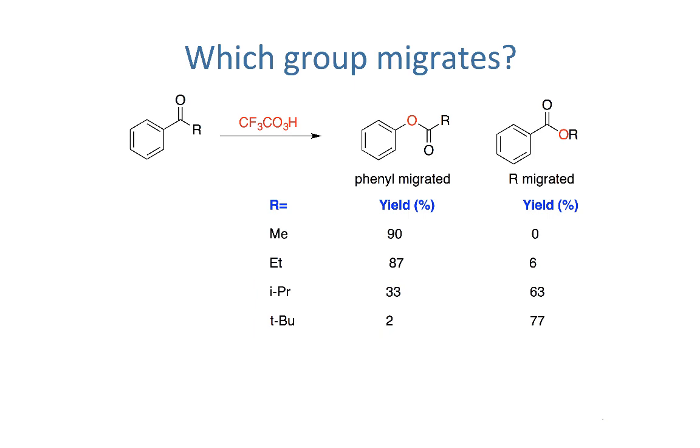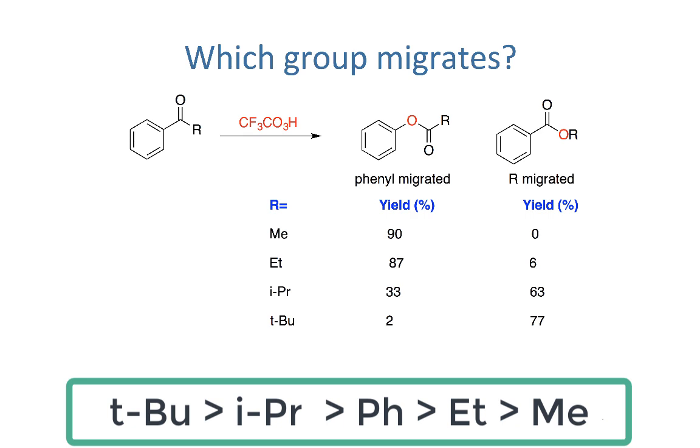As the group migrates, a slight positive charge develops at the migrating carbon. So, the group that can best stabilize that positive charge in the transition state has the lowest activation energy and migrates most readily. Overall, tert-butyl migrates more readily than isopropyl, more easily than phenyl, and then followed by ethyl and methyl.